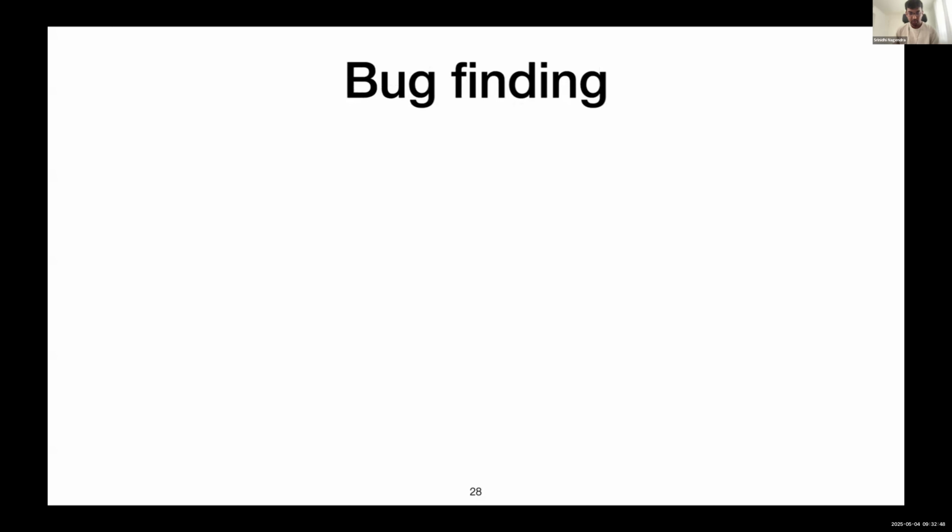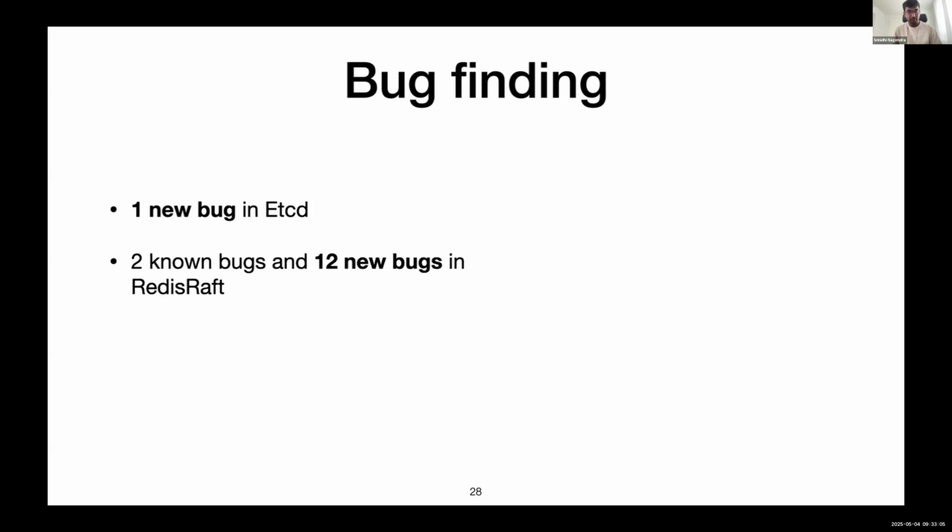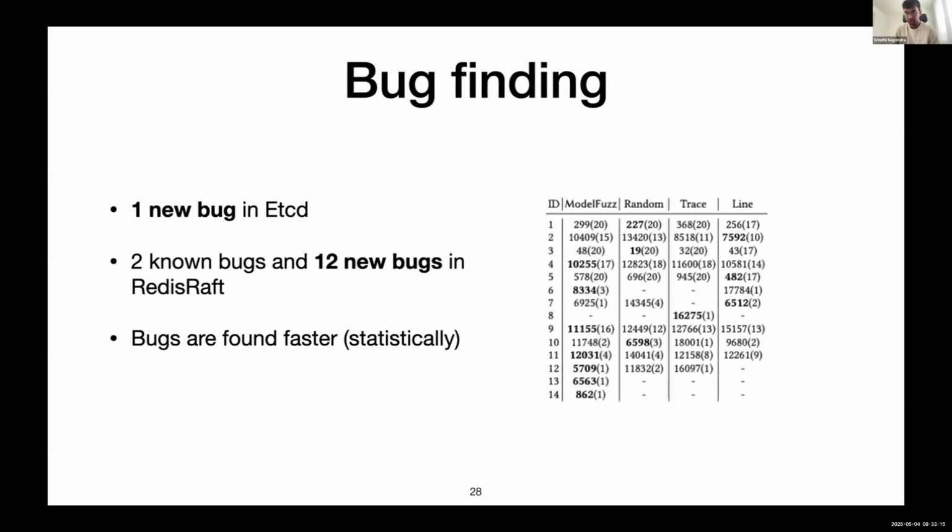In terms of bugs, we use the guidance to cover the different states of the model, but does it actually give us new bugs? And the answer is yes. We found one bug in etcd. We filed a GitHub issue. I think they're still working on it. And we found a lot of issues with Redis Raft, but we haven't received much feedback from them. So we don't know what the cause of these issues is, but we did find a lot of issues in Redis Raft.